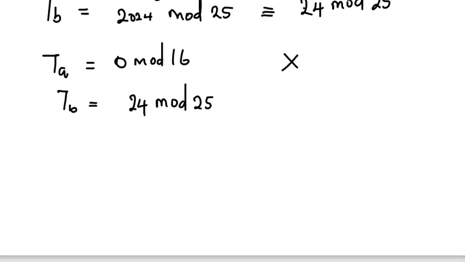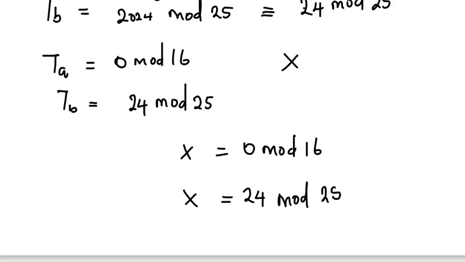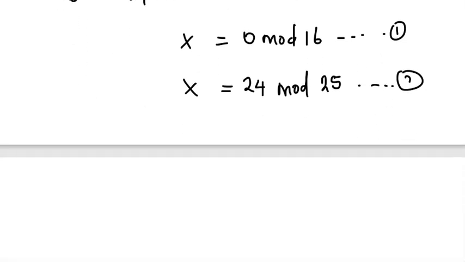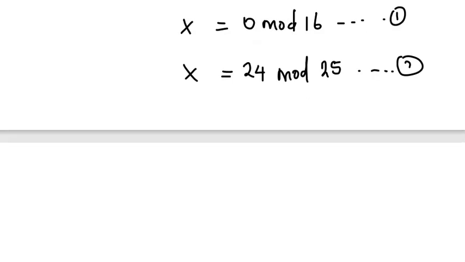So with this now we're going to set the following systems of congruences, right? So we're going to say that x is equal to 0 modulo 16, and x is equal to 24 modulo 25. So now we have two equations, right? And we're going to solve for x, the smallest x. We can actually find all values of x by generalizing, but here we're going to find the smallest x. So now we're going to make use of the Chinese remainder theorem.